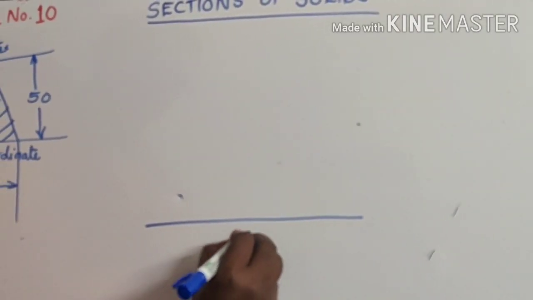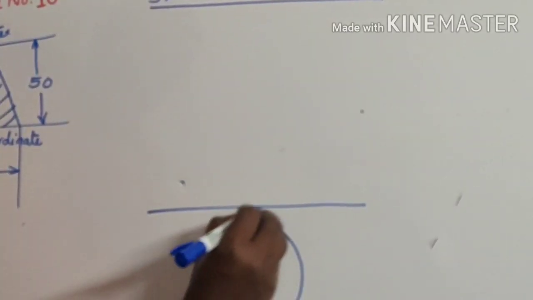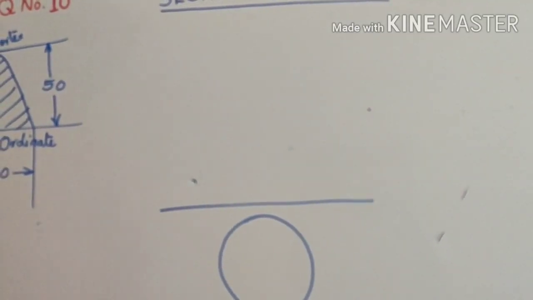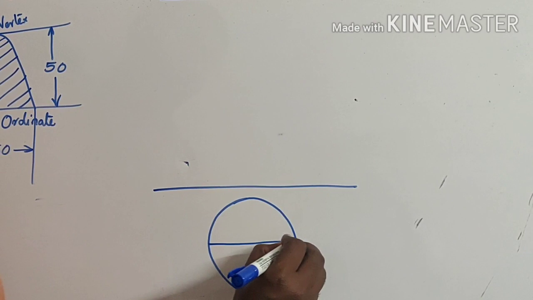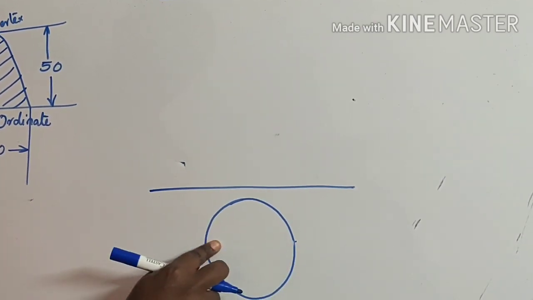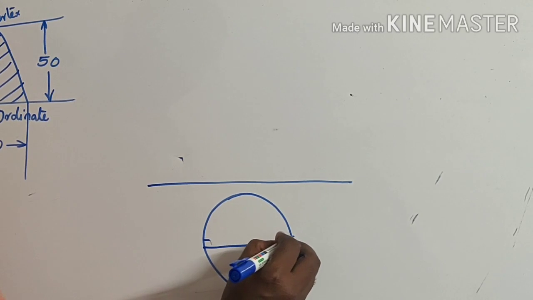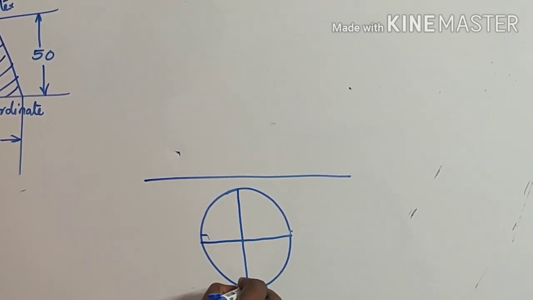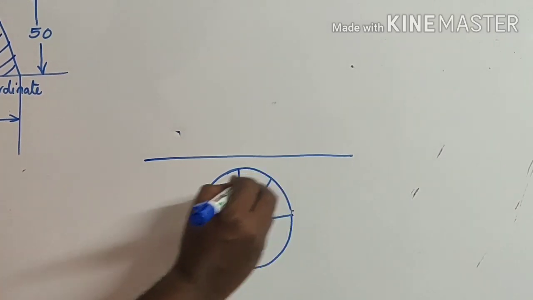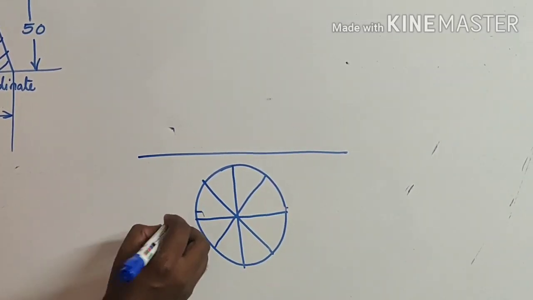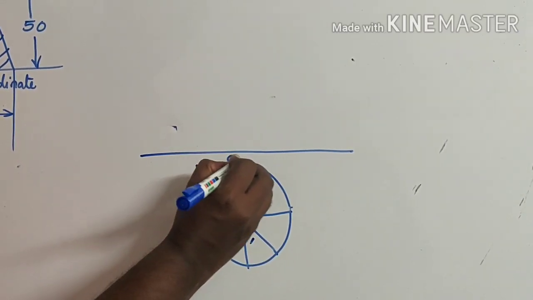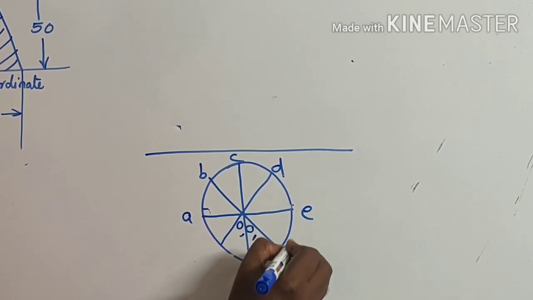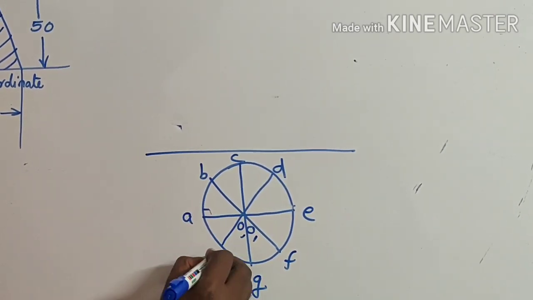In the question, it is given about the diameter of the cone. Now, as usual, if you are having the top view as a circle, normally we will divide that circle into any number of equal parts. Let it be 8 parts. So, this is O comma O1, A, B, C, D, E, F, G and H.